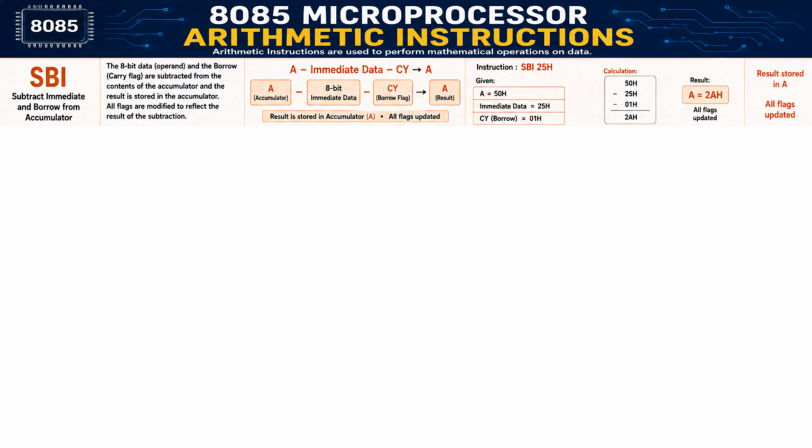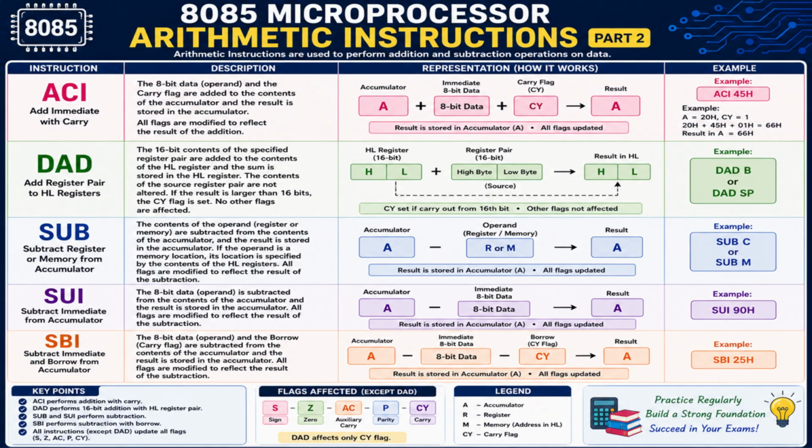Let's quickly revise what we learned. ACI adds immediate data along with the carry flag. DAD performs a 16-bit addition between HL and another register pair. SUB subtracts a register or a memory from the accumulator. SUI subtracts immediate data. SBI subtracts immediate data along with the carry flag, or the borrow flag. Except DAD, all the instructions update all the flags. DAD affects only the carry flag.